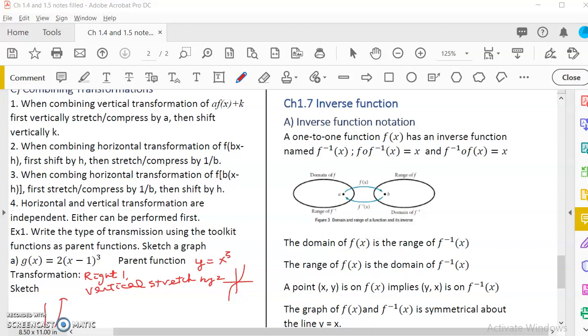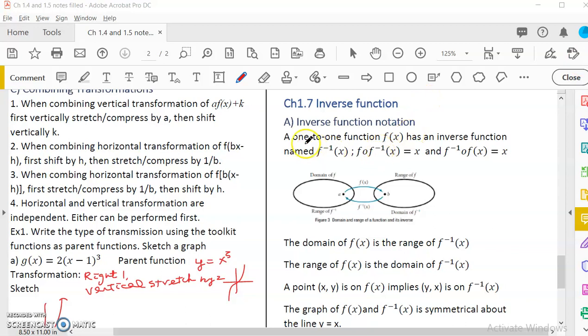Hello, Precalculus student. This video is for chapter 1.7, Inverse Function, part 1. We're going to look at what is the meaning of inverse function, what are the properties of inverse function, and most importantly, if someone gives you a function, find the inverse function. So, what is the inverse function?